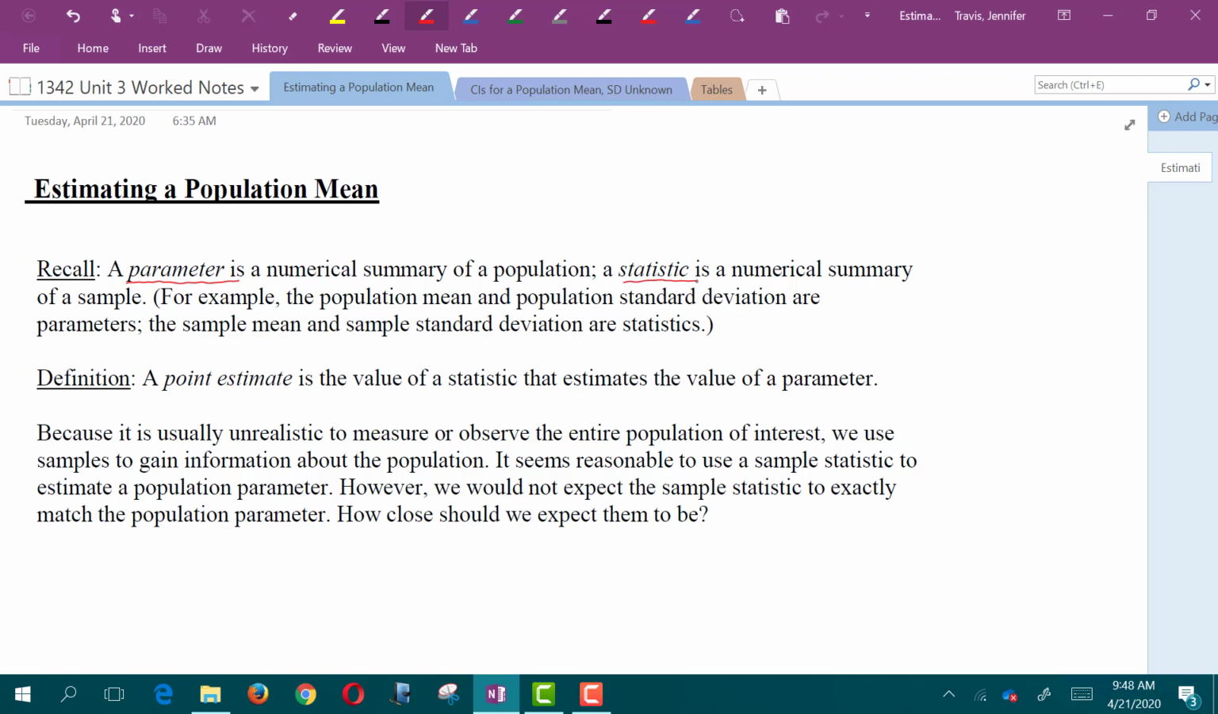So usually we do not have access to the population. The only thing we have access to is a sample. And so our only option is to use the sample to estimate the value for the population. A point estimate is the value of a statistic, which comes from the sample, that estimates the value of a parameter that comes from the population. And it's easy to remember that because the population and the parameter both begin with P, and the statistic and the sample both begin with S.